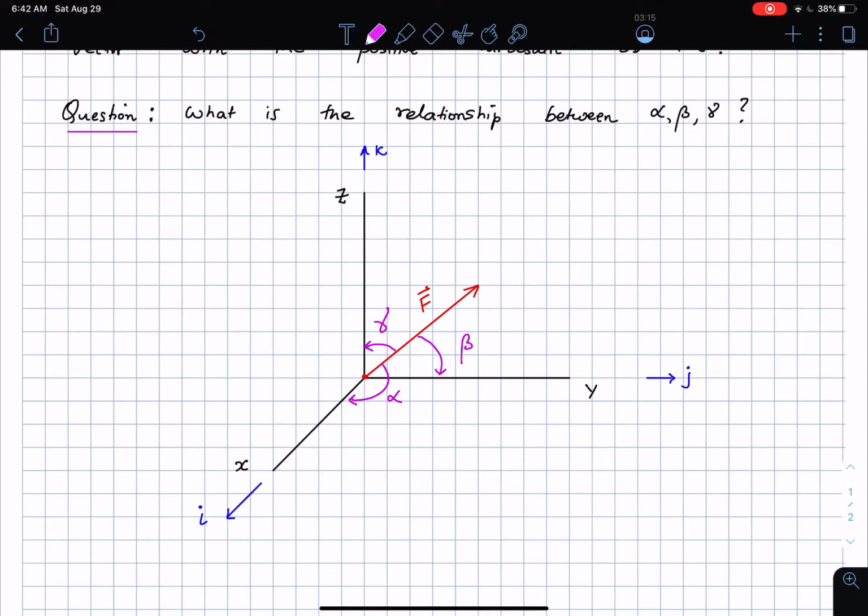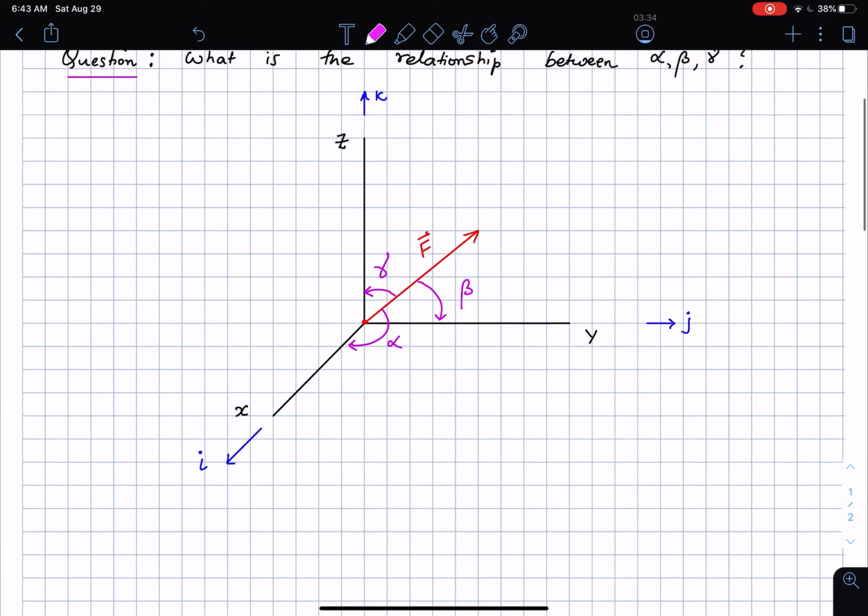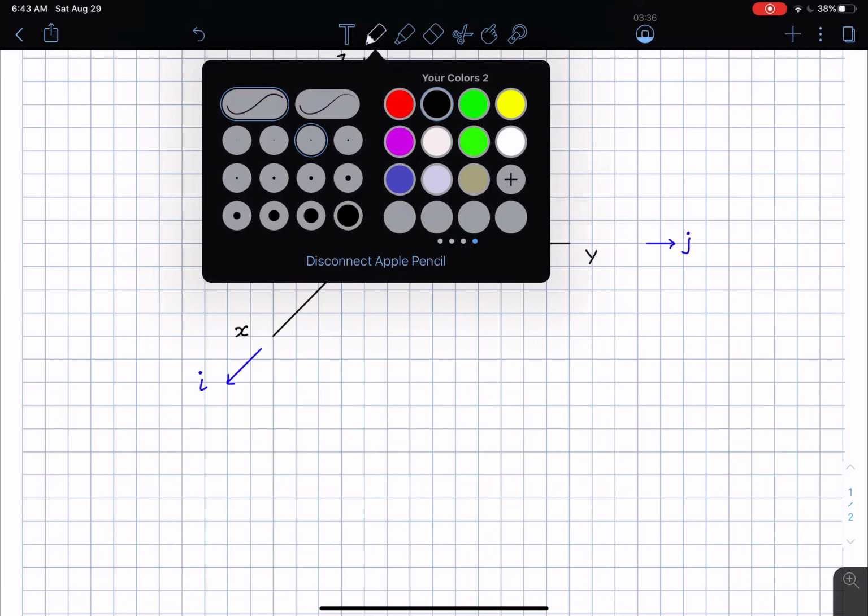Is it that if I add up alpha, beta and gamma, I get 360 degrees? Most definitely not. Okay, you'll see that the relationship is quite nice and it's different from what you think it is. Okay, so let me do the following. In order to find out where these angles are, I'm going to draw certain planes and a parallelepiped. Okay, so I'm going to write that down here.